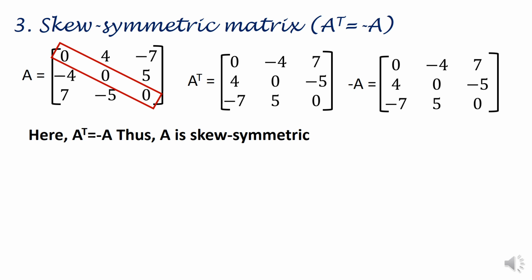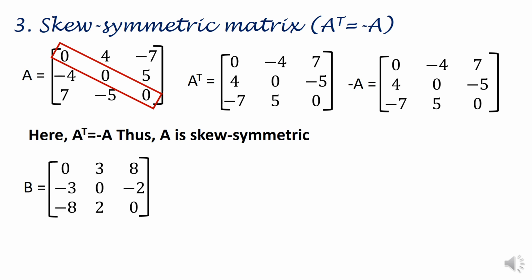Now, let us see if we can find out whether a matrix is skew symmetric just by observation, instead of finding the transpose and negative. Now, B is a given matrix. The elements of B are like so. You first of all see that the diagonal elements are 0.